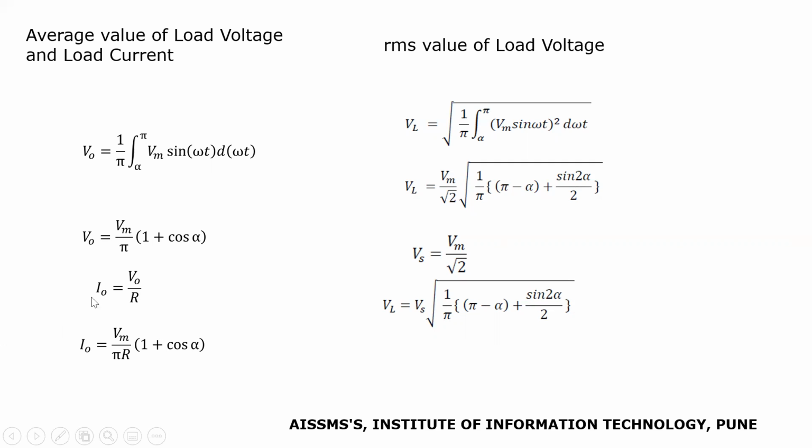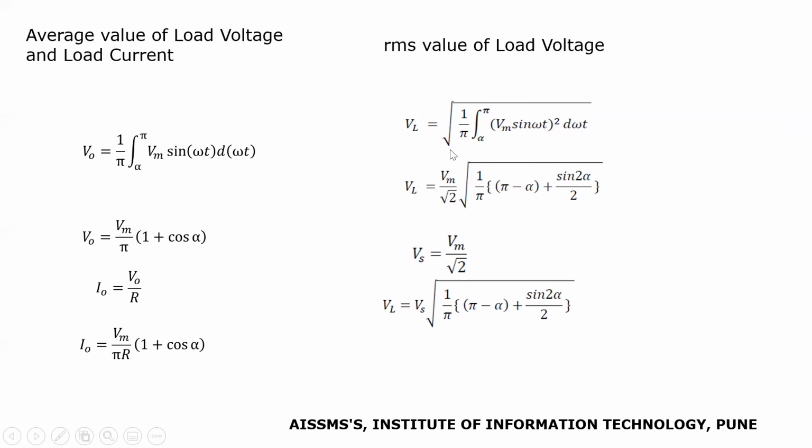So we can write the equation for average load current as I0 is equal to Vm upon pi R into 1 plus cos alpha. Similarly, we can find the RMS value of load voltage. The RMS value of load voltage is given as VL is equal to square root of 1 upon pi integration from alpha to pi Vm sine omega t whole square d omega t.